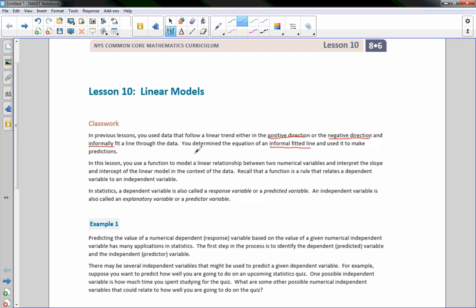Recall that a function is a rule that relates a dependent variable x to an independent variable y. In statistics, a dependent variable is also called a response variable or a predicted variable. An independent variable is also called an explanatory variable or a predictor variable. Okay, response variable, explanatory variable.